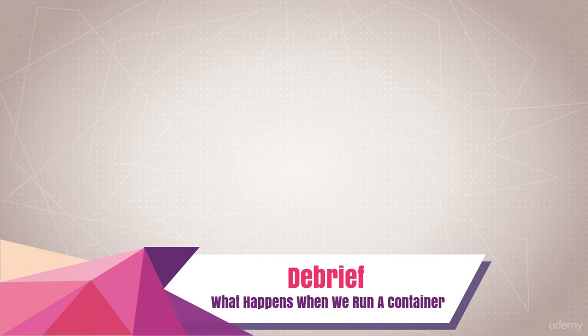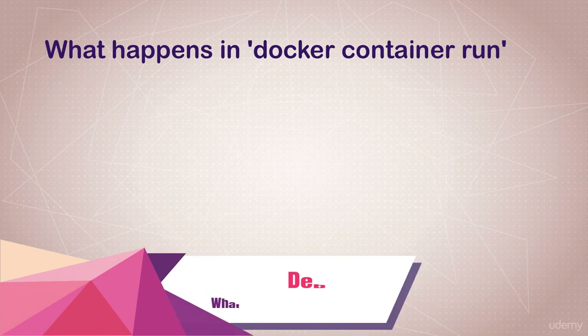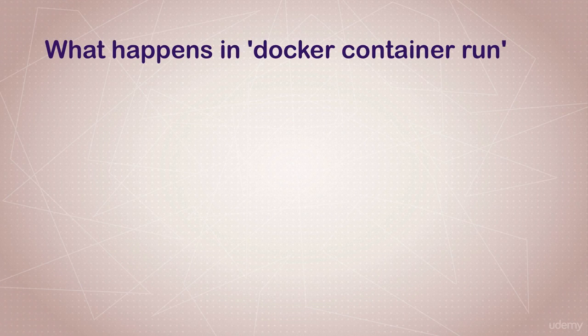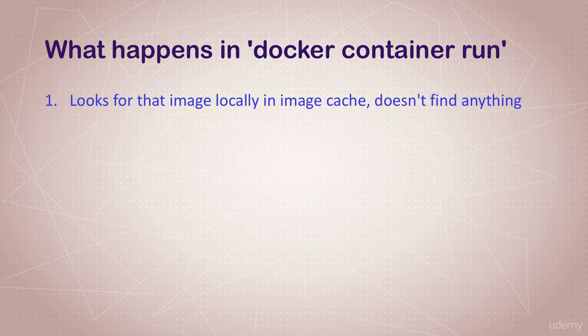So in this lecture, let's have a quick discussion about what actually happens in the background when we run the Docker container run command. There's a misconception sometimes that Docker is really just running containers and that's its main job. But there's actually so much happening in the background, in addition to those containers executing commands. So when we type docker container run, in the background, it's actually going to look for the image that we specified at the end of that command.